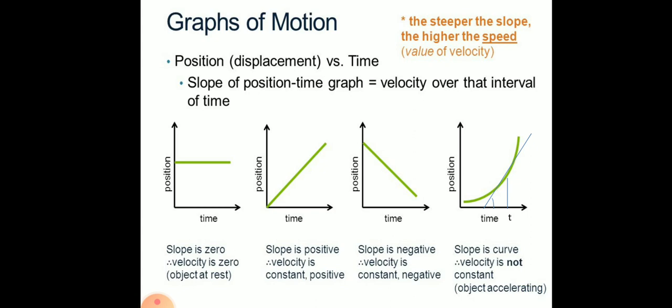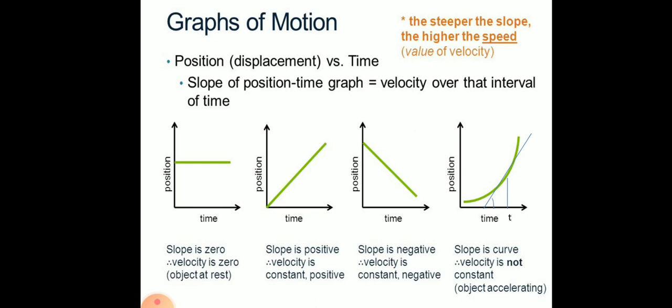In the second graph, as time increases, position also increases. It means the particle is in motion, but the graph is a straight line inclined with the time axis. Therefore, this type of graph represents uniform motion or constant velocity, you can say.